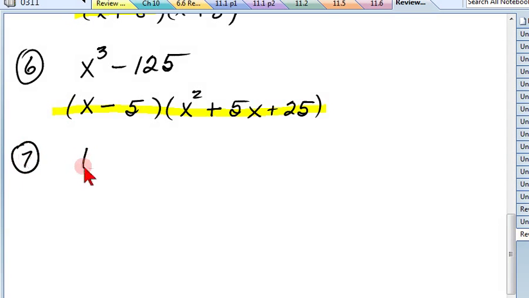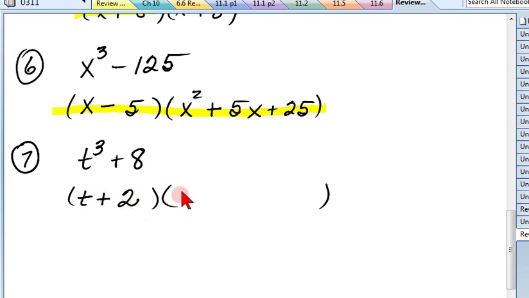Number 7 is t cubed plus 8. It's another cube. It's the sum of two cubes, but that really doesn't change the way I do it. The cube root of t cubed is t. Keep the sign. The cube root of 8 is 2. Square the first one, t squared. Change the sign. Product. Multiply these for 2t. Square the last one for 4.